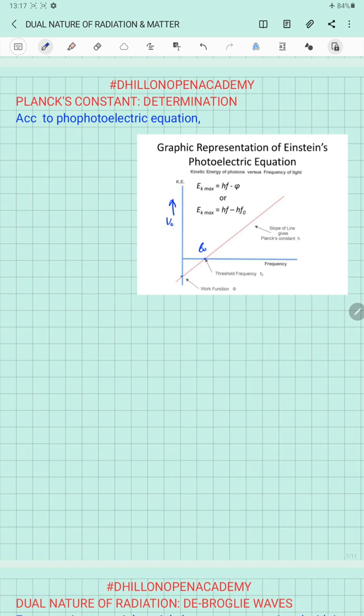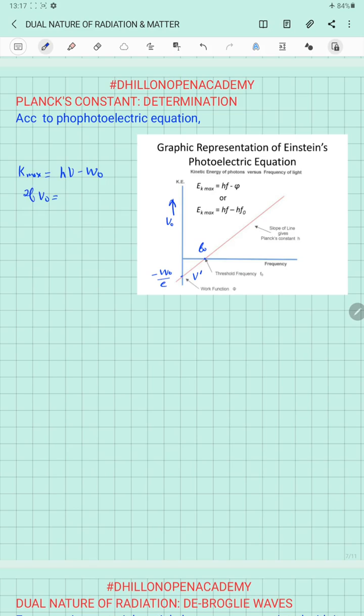of the voltage, suppose V dash, which corresponds to a value of kinetic energy minus w naught over E, which is nothing but the work function of the metal. Now if we take a look at Einstein's photoelectric equation, we have the equation maximum kinetic energy equal to h nu minus w naught.